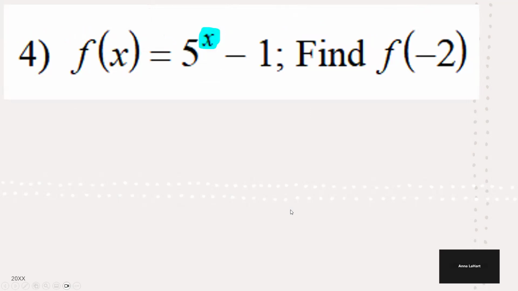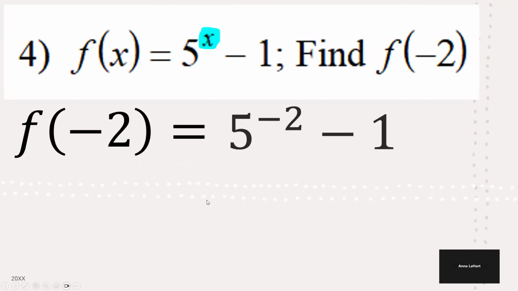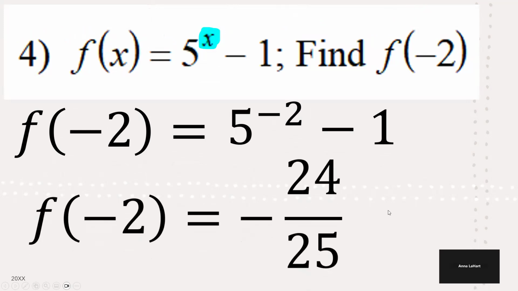Choice number 4, the exponential. Be very careful. Remember, in your graphing calculator, this is that little caret key. Here's the plug-in. Write the plug-in. You end up getting a fraction on this one, so don't freak out when 5 to the negative 2, minus 1, gets you negative 24 fifths.